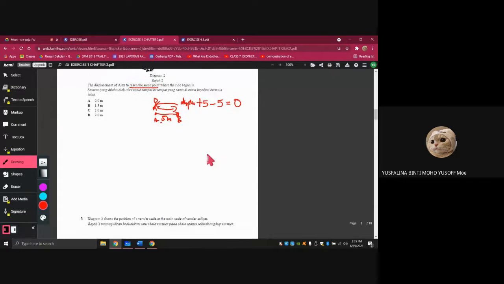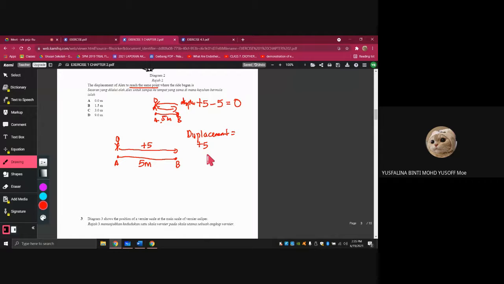So, okay, I'll give you another example. Let's say this is you, and this is point A, this is point B. The distance is 5 meters. You want to travel from A to B. Now you are moving in the right direction, so it should be positive 5. The question asks you to calculate the displacement. Now I'm talking about displacement, so you already have positive 5.